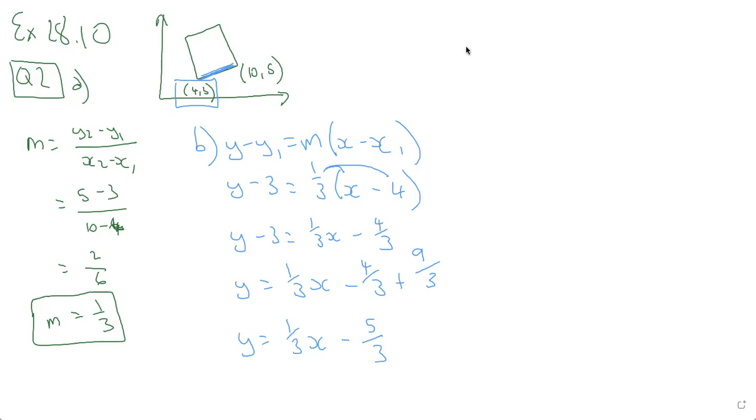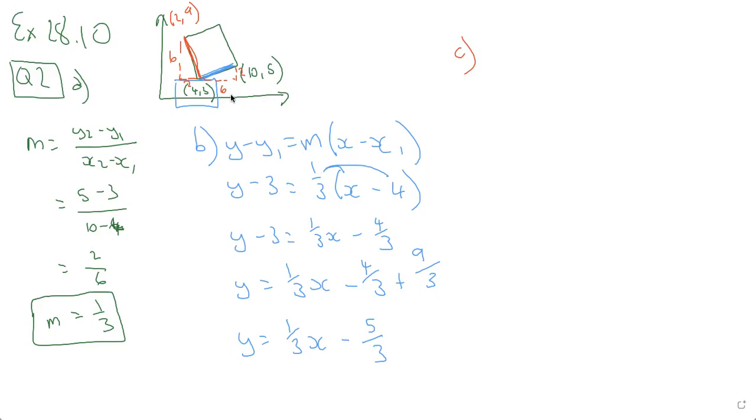Right, what about part C? Part C says, find the gradient of AD, which is this line here. So what I need to do now is figure out this coordinate up here. So if to get between these 2 points, I had to go across 6 and up 2, right? I went across 6 and up 2. I'm going to do the same thing here. I'm going to go 2 and 6. So if I go backwards from 4, that gives me a 2. And if I go 6 up from 3, that gives me 9. So that coordinate is (2, 9).